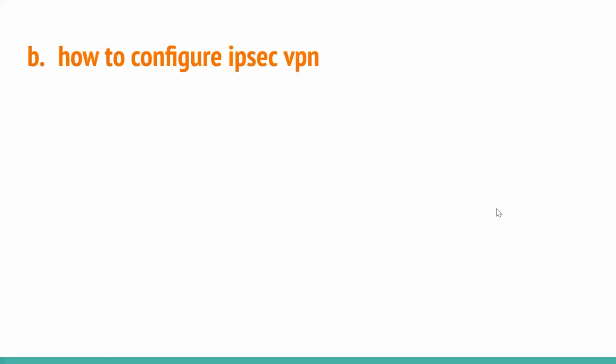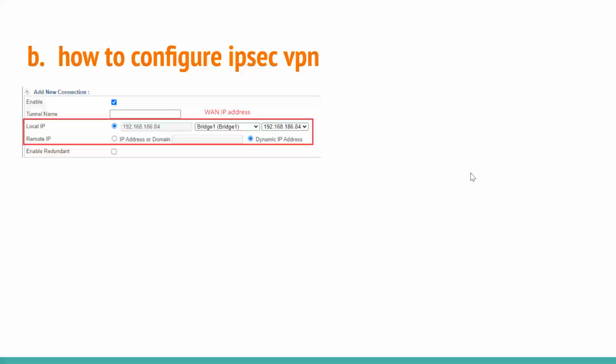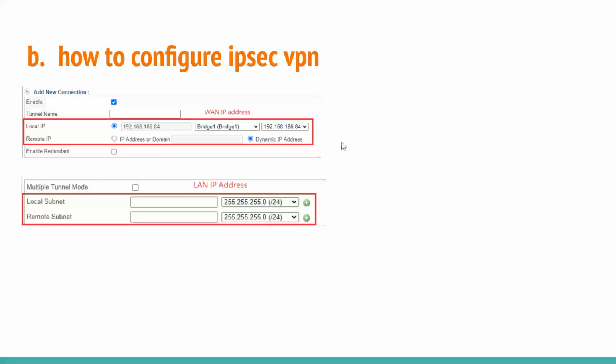How to configure IPSec VPN. The local IP and the remote IP, you have to key in your local and the remote WAN IP address. So it should be the public IP. The local subnet and the remote subnet, you have to key in LAN IP address. So there should be the private IP.